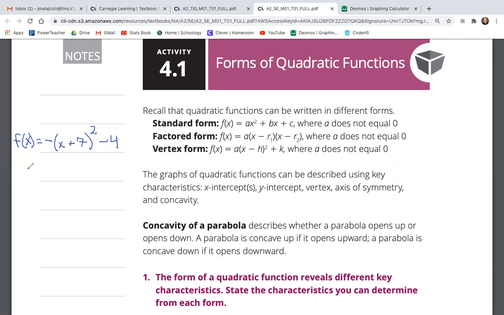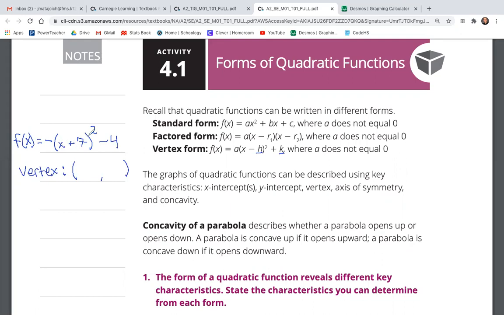So let's do the vertex, the first key characteristic you can find right off the bat. The vertex, again, is the values of h and k. It's an actual point, where the x value is equal to what's inside the parentheses, and the y value is equal to the number on the end. But again, like we did with factored form, you're essentially making this equal to 0.